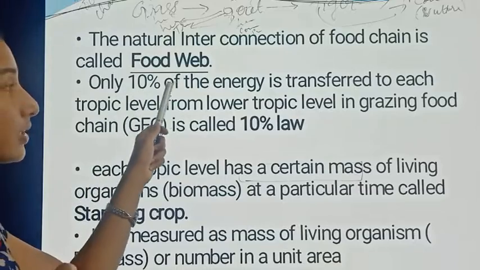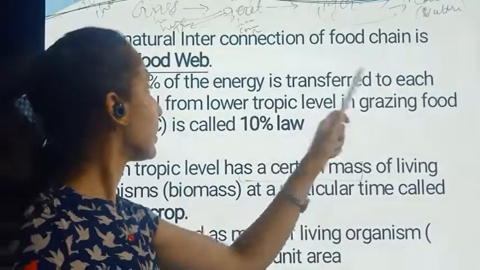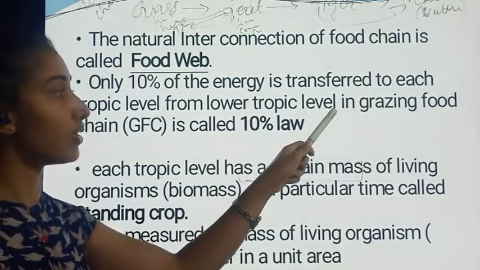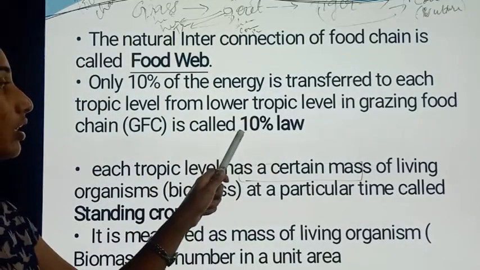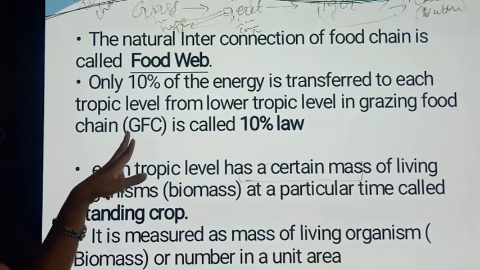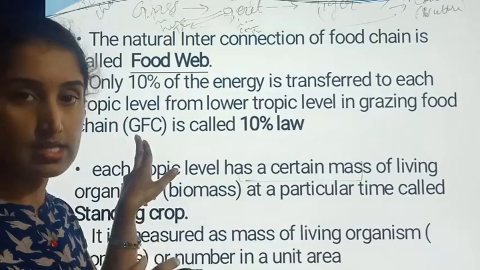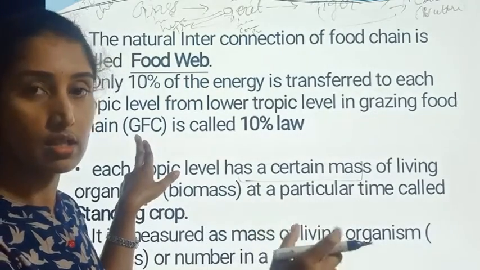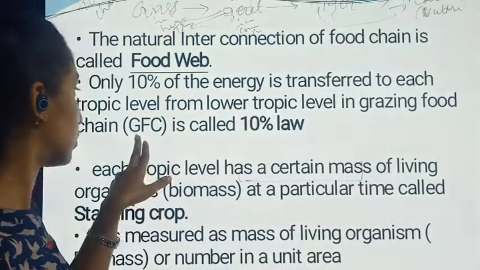Only 10% of the energy is transferred to each trophic level from the lower trophic level in a grazing food chain, and this is called the 10% law. That means we spoke about the grazing food chain. We took the example of grass, goat, and the next comes the lion or tiger, that is the secondary consumer.